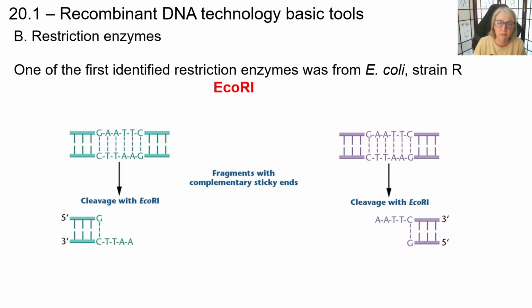One of the first identified restriction enzymes was from E. coli. So it's called EcoRI. It's strain R, which is the type of E. coli that it is.